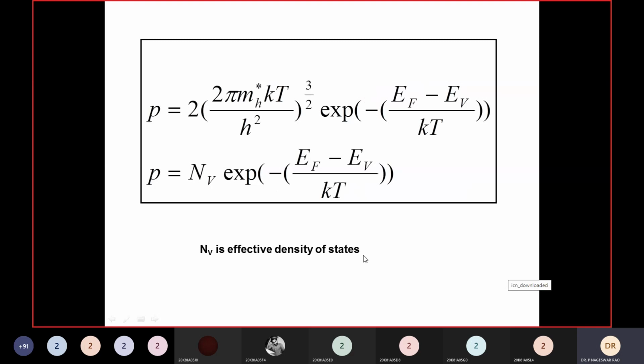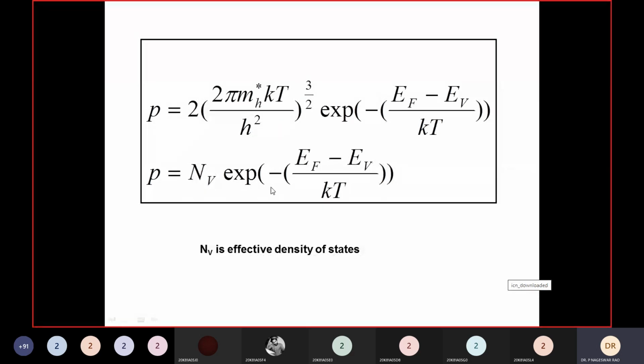Now this total term is constant, and instead of the total term I am taking Nv. Nv is the effective density of states. So the density of holes, p, is equal to Nv into exponential of minus (EF minus EV) by KT. This is the density of holes.